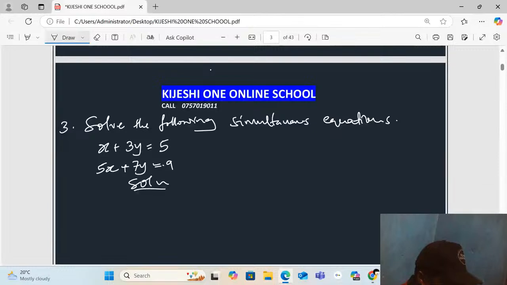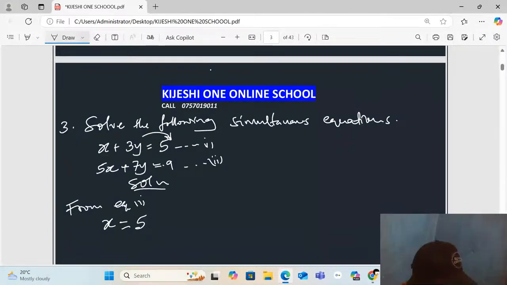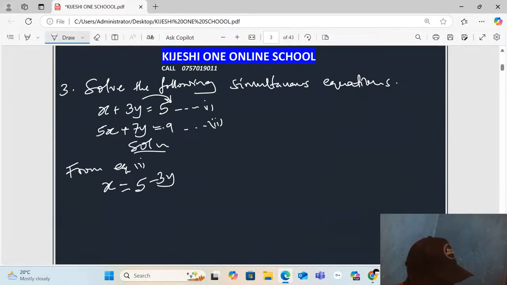So we have x plus 3y equals 5. We want to make one of the unknowns the subject. This is equation 1, and this is equation 2. From equation 1, x will be equal to 5, and the 3y, when it moves to the other side, becomes minus 3y. So where we have x, we are going to substitute with 5 minus 3y.